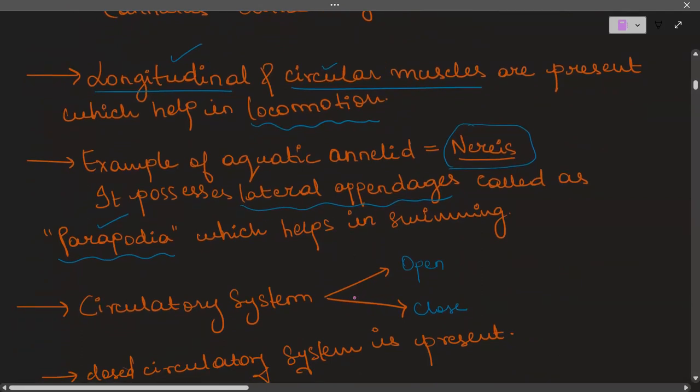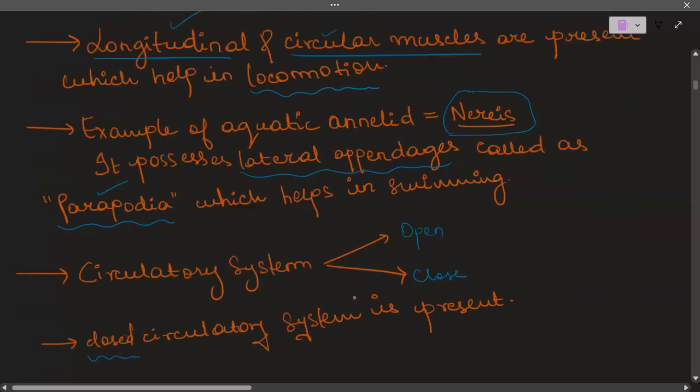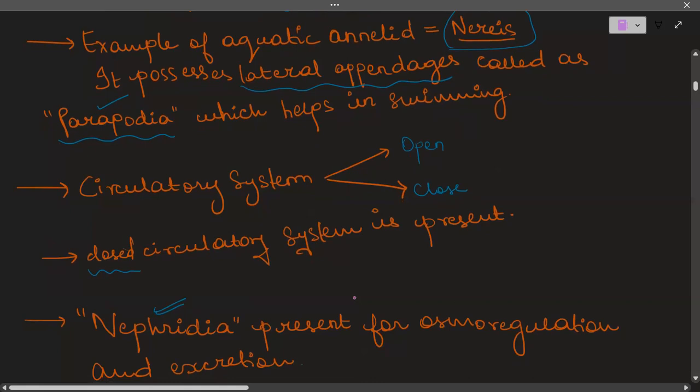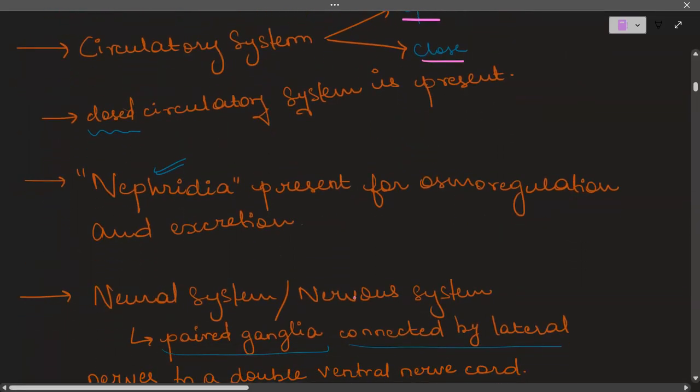The example of aquatic annelid is Nereis. This is the organism that is found in the aquatic habitat. Now, since it is aquatic, it would require certain appendages for swimming. So it has parapodia. Imagine it like oars of the organism, and it helps in the swimming process. Now, we know that the circulatory system can be of open and closed type. So in the case of annelid, the closed type of circulatory system is present, closed, meaning the proper vessels are there.